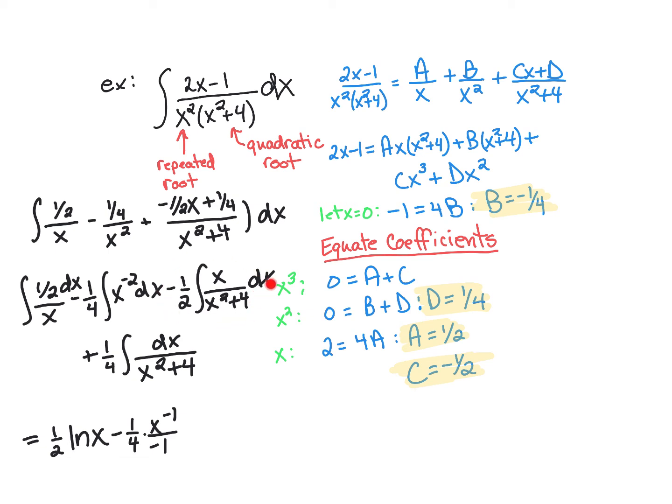This piece right here, we already talked about it. The bottom is u. It's not raised to a power, so it looks like a logarithm. du is 2x dx. I have the x and the dx. I'm missing just a 2. So I can multiply by a 2 and divide by a 2. And that's going to give me a 1/4 ln of x squared plus 4. I'm going to write the 2 in the top and the 2 in the bottom.